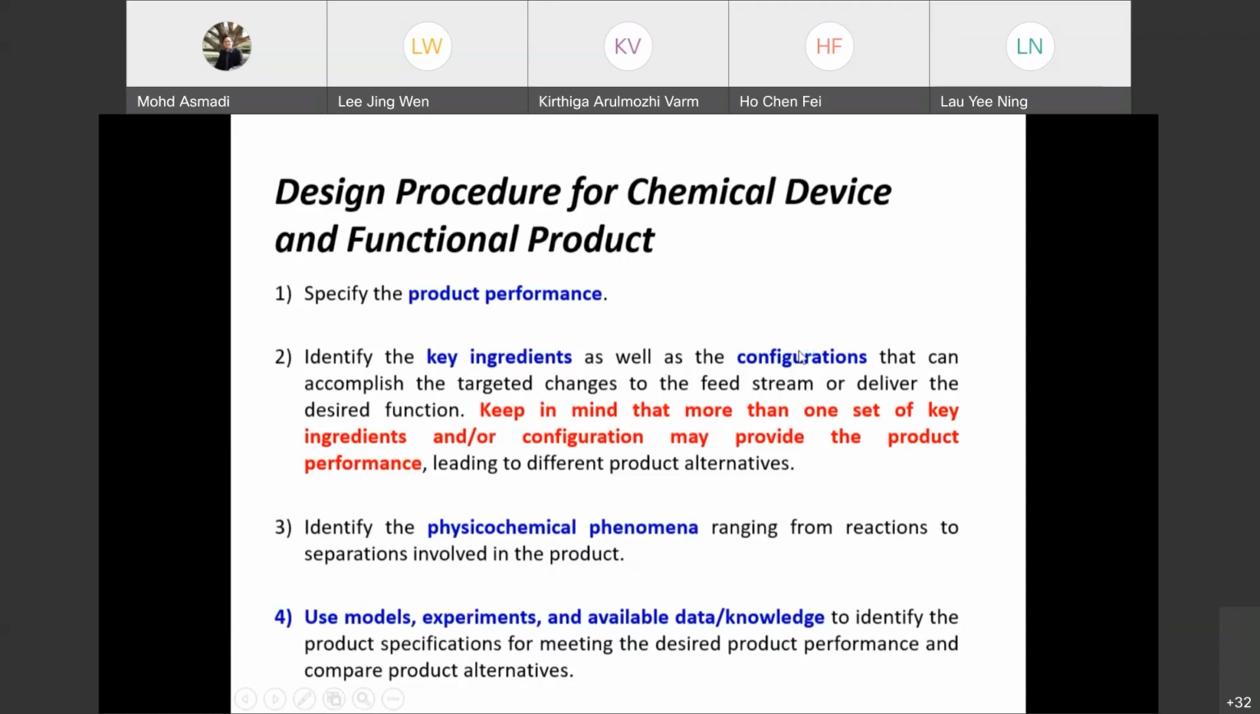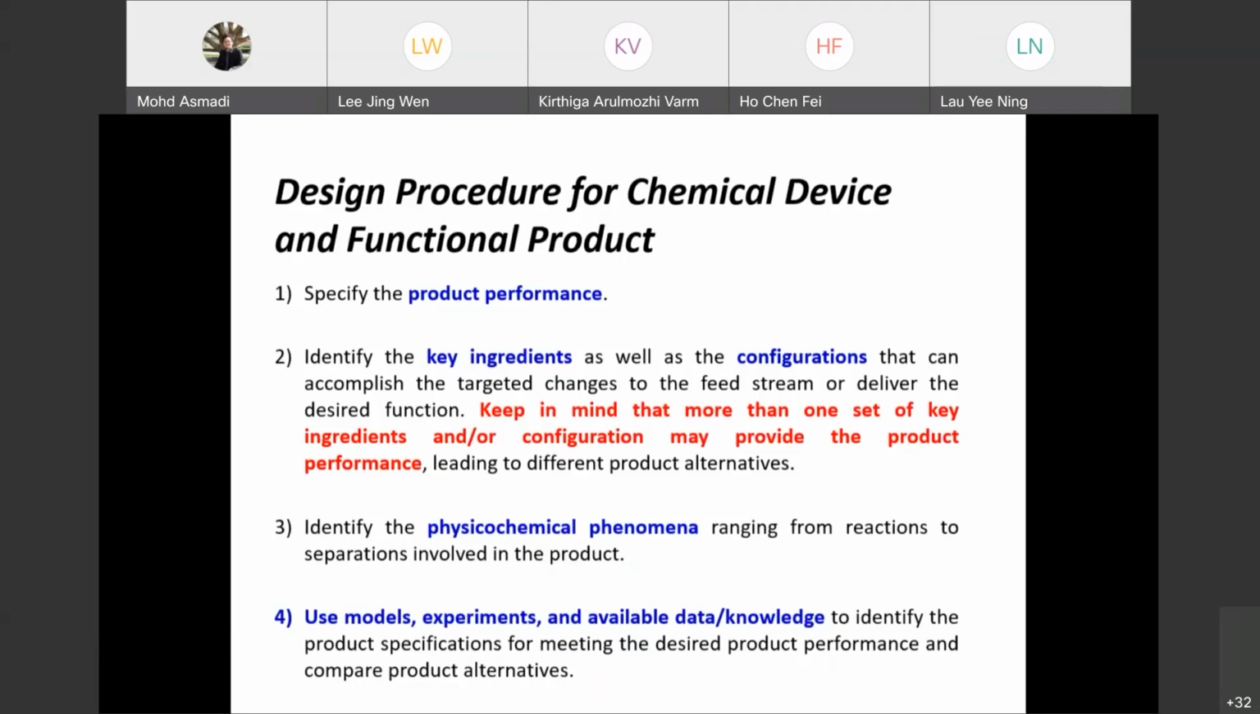Configuration means the size, and the mechanism also. So how do you want to decompose, for example, to decompose VOC? What is the mechanism? And step 4 is the models. You have to use models, which is mathematical modeling. Experiment to confirm, and use the available knowledge to compare with the product alternative. This is the 4th step you have to use for the chemical device and also functional products.